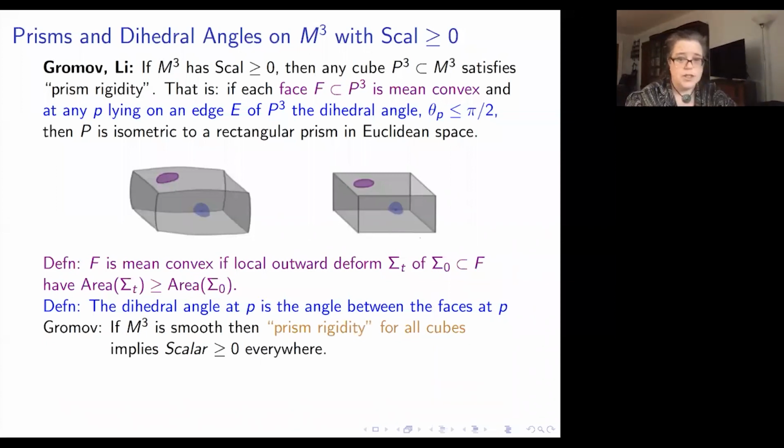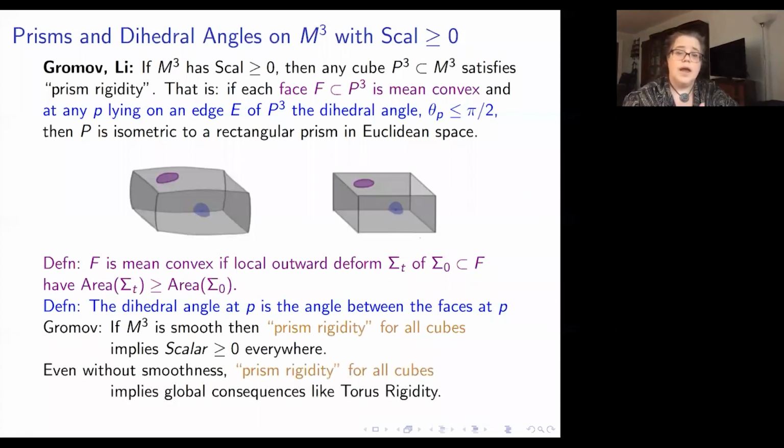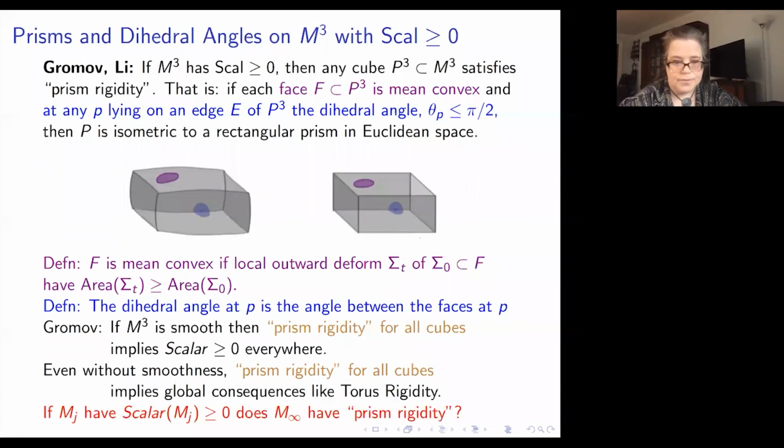All right, and if M^3 is smooth, then prism rigidity for all cubes implies scalar non-negative everywhere. And even without smoothness, prism rigidity for all cubes implies global consequences like torus rigidity. So this is the quasi-local property that implies the global properties we would like, that implies scalar non-negative. That's a natural definition then for what we mean by generalized non-negative scalar curvature.